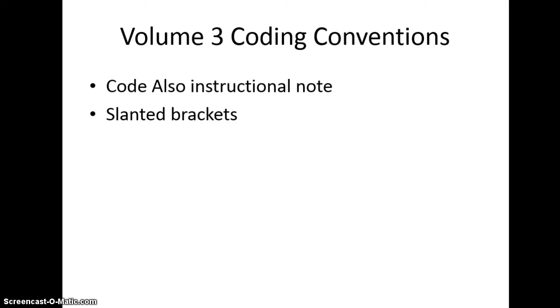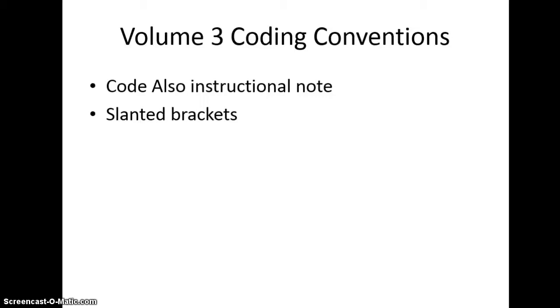ICD9 CM Volume 3 also has coding conventions, and you'll see the terms code also instructional notes and then the slanted brackets. That code also instructional note is used to indicate that an additional code should be assigned if the reference procedure was performed. It also is used to apply to two very specific conditions: to advise you that an individual component of a procedure or that two procedures together are considered a unit and both may be coded. So you'll see the phrase code also any synchronous, and then it would identify the condition or the procedure.